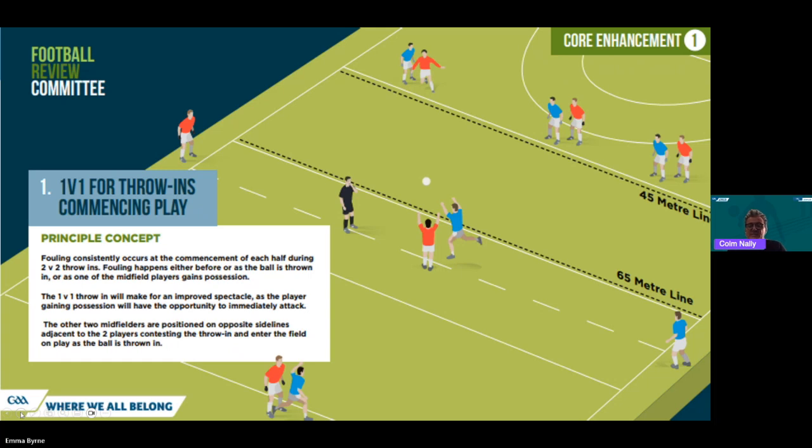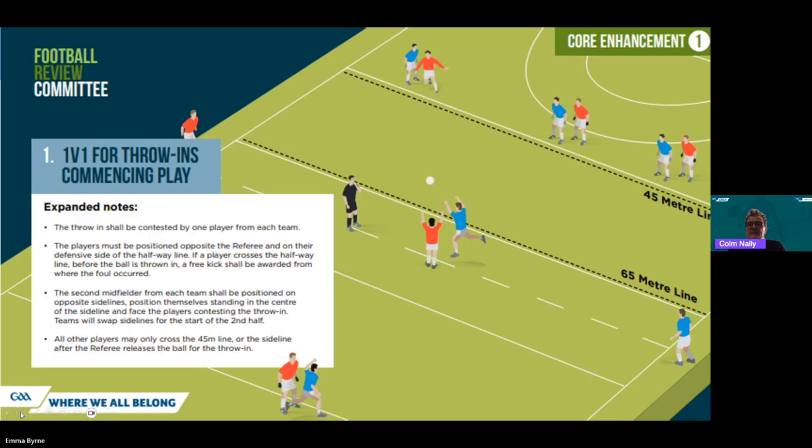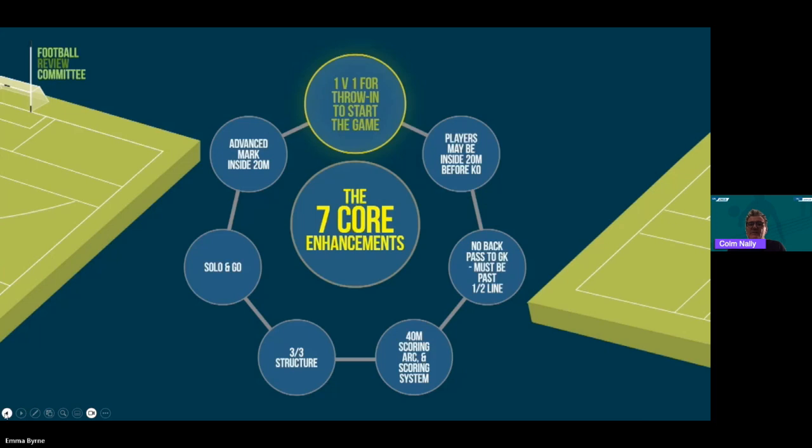One member of each team starts on the opposite sideline while two players face the referee for the throw-in. The starting position of the two on the sideline will change at the beginning of the second half. So again, the principal concept is really just to do away with the consistent fouling and the pulling and the dragging. We just move on to the next one, Emma. You can see the expanded notes.